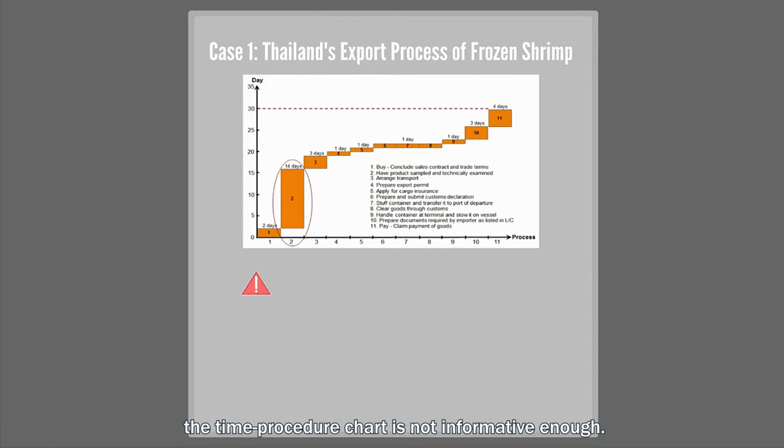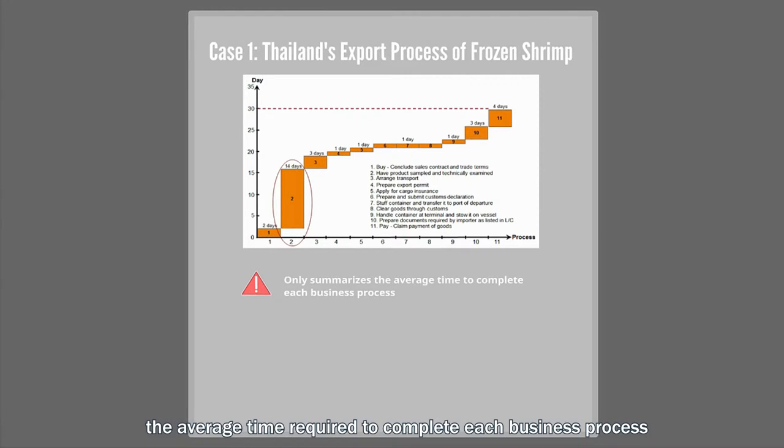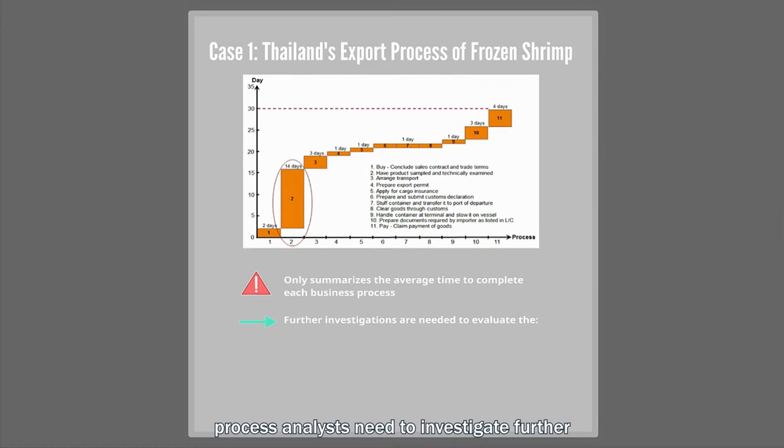However, the time procedure chart is not informative enough. It only summarizes the average time required to complete each business process within the scope of the study. To find out causes of delays, process analysts need to investigate further the properties of the corresponding business processes by examining relevant activity diagrams, process descriptions, related laws, rules and regulations, and other supporting information. Other issues that process analysts may need to investigate are about the efficiency, for example, caused by any redundant or unnecessary requirements, and effectiveness, for example, the amount of pre-work and the predictability of business processes.